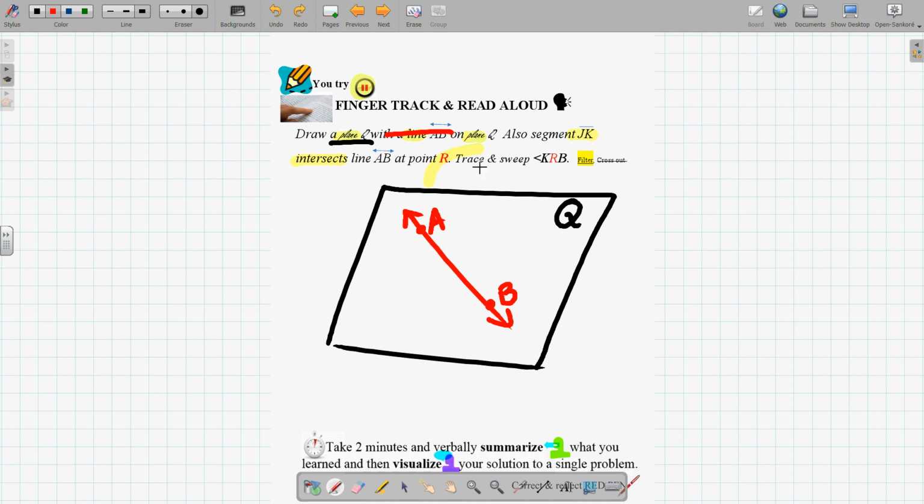You have a segment JK intersecting AB at R. So here we have JK, a segment, intersecting at a point R. Trace and sweep KRB. So K, R, B, sweep.